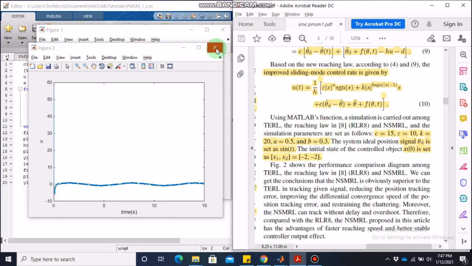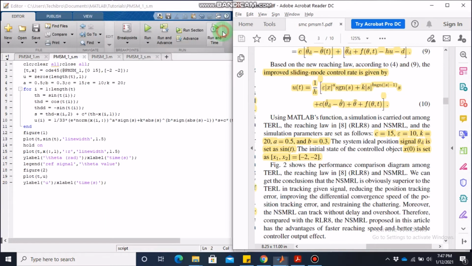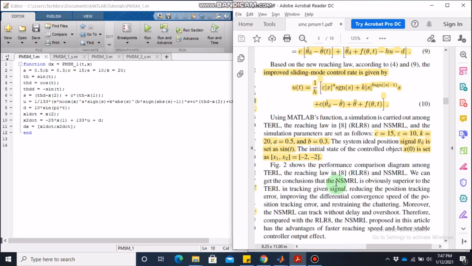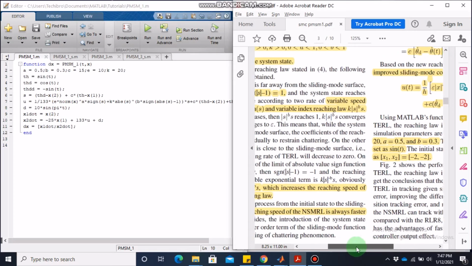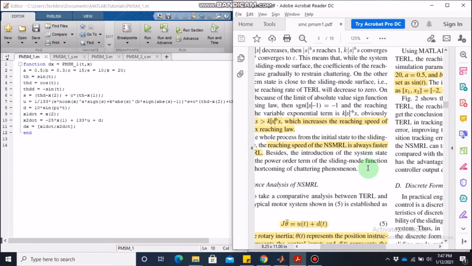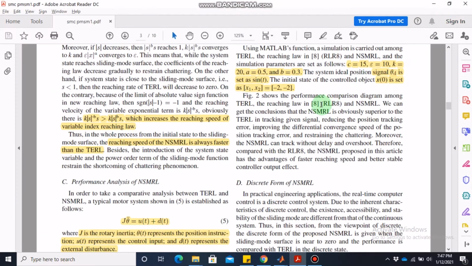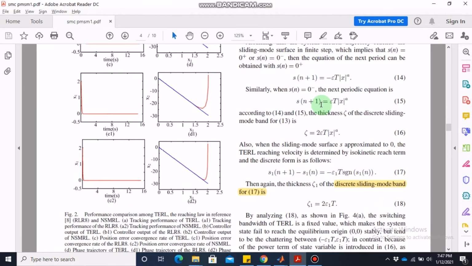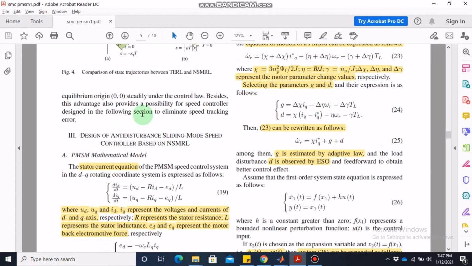So anyways, overall this is how you would simulate this permanent magnet synchronous machine second order model. And the next is a little bit of the detailed discussion. So for example, if you go to section 3, section 3 is the design of anti-disturbance sliding mode speed control based on the new sliding mode reaching law.